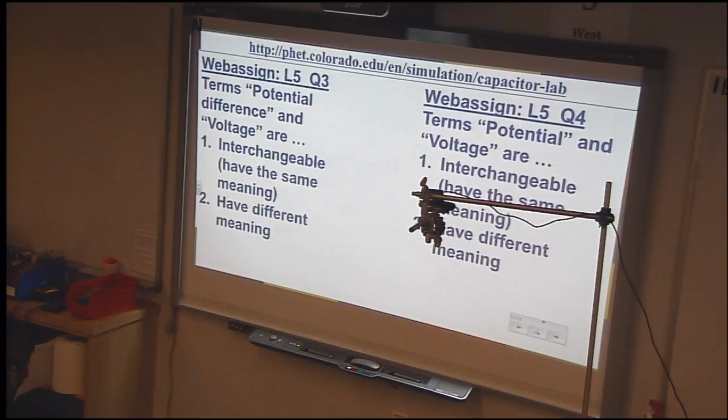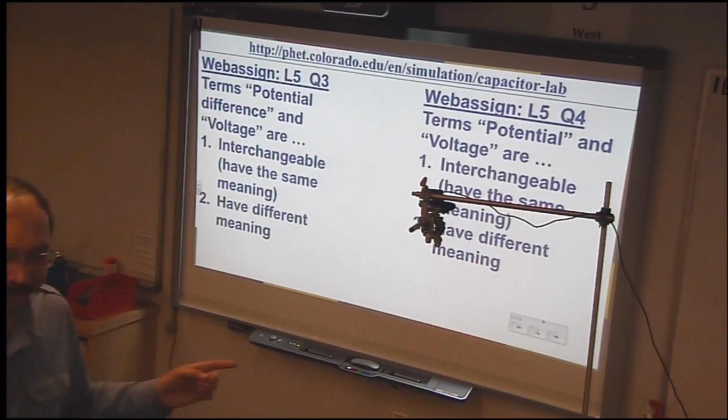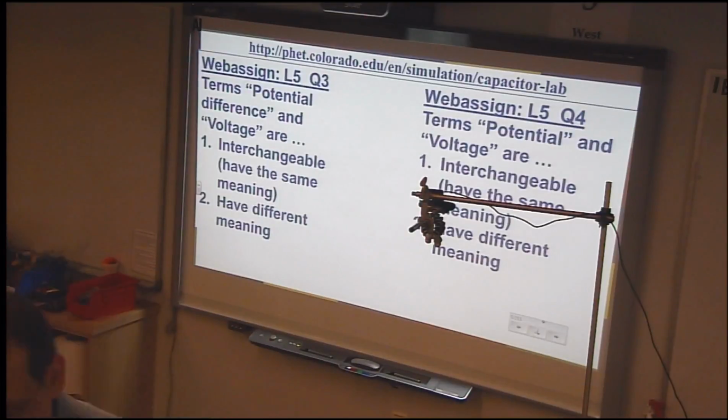No, the unit is volts. Yeah, this is a different word, voltage. And if you're not sure, the fastest way to do it is what? Yeah. So did you? Why?